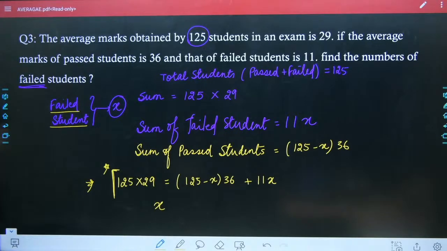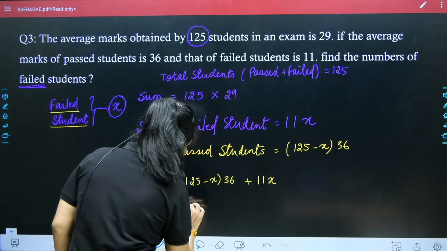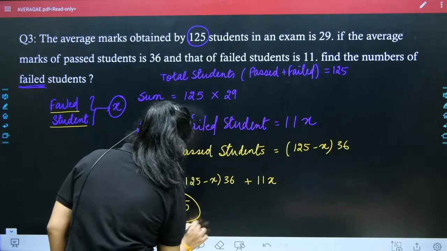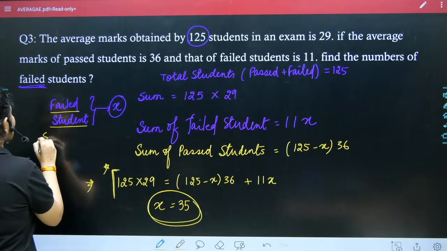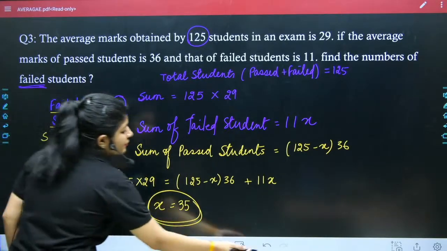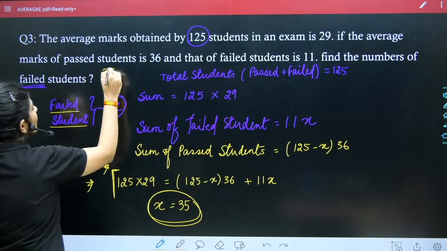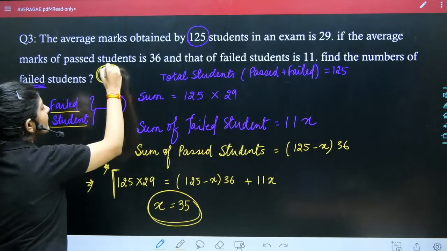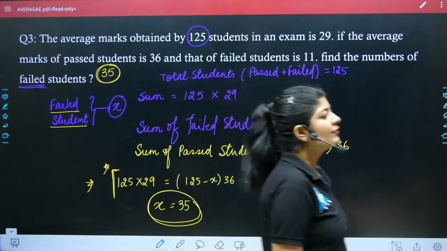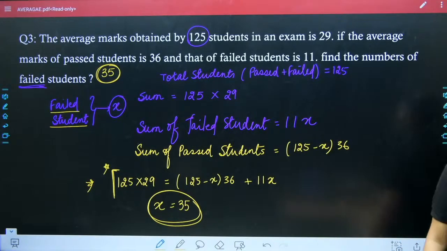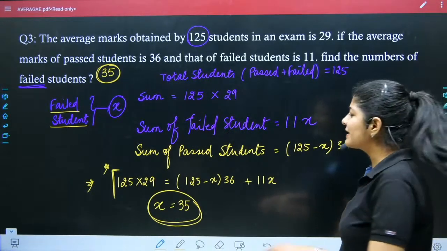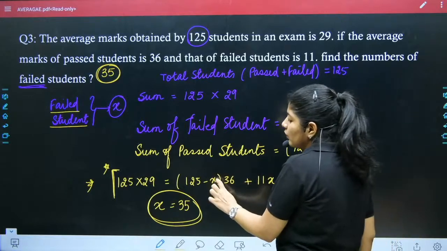Now we calculate the value of x, which is equal to 35. So 35 students failed in the examination. The correct answer of this question is 35 students. We simply have to find out the value of x.